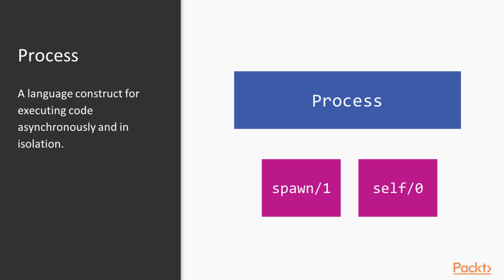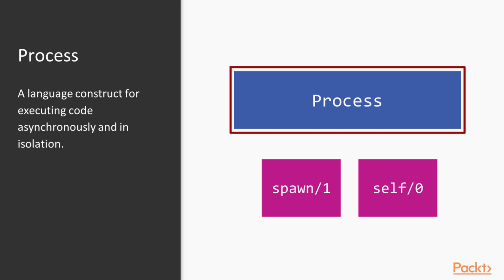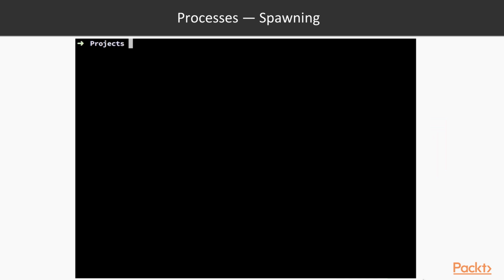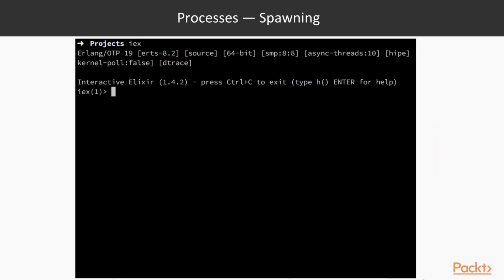The first few modules and functions we'll be looking at are the Process module, which contains useful functions for manipulating processes, and the built-in spawn and self functions. Spawn is used to launch processes by passing a function, which is effectively the code that's going to be executed inside the process. Self, on the other hand, is used to get the reference or PID of the current running process.